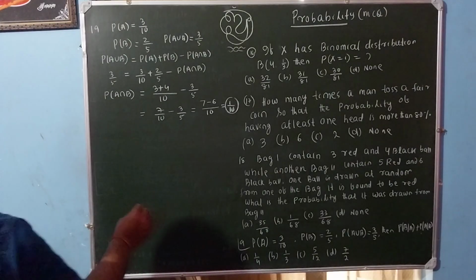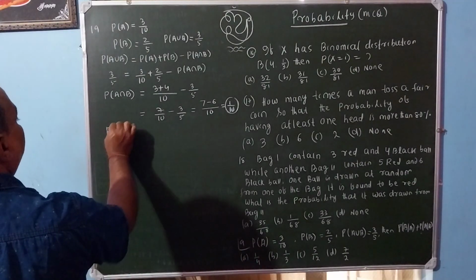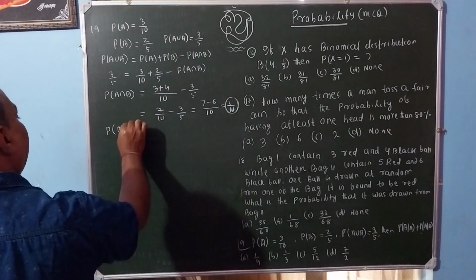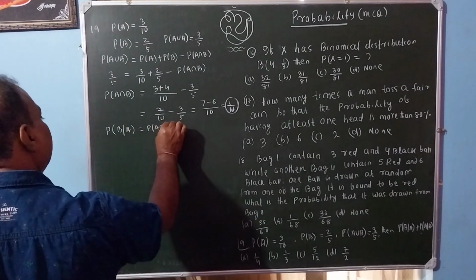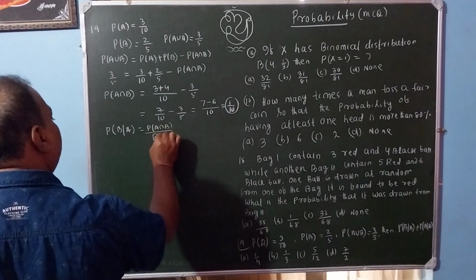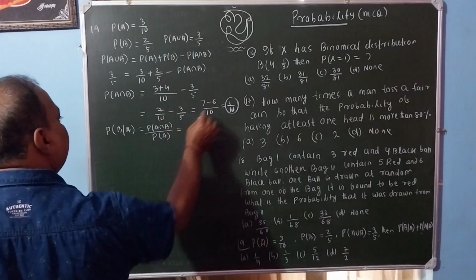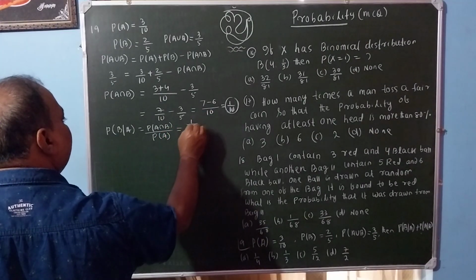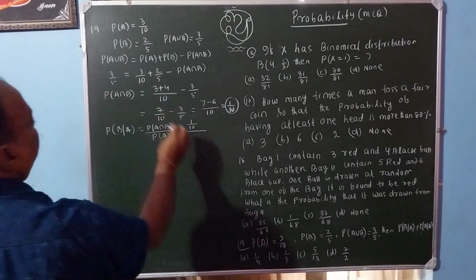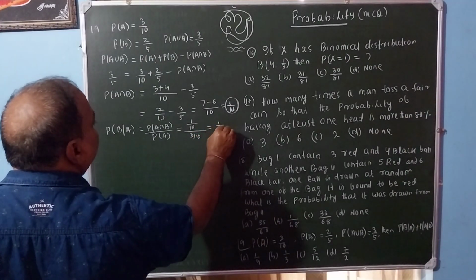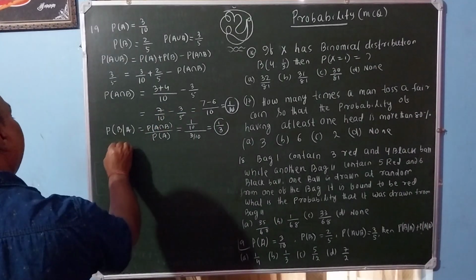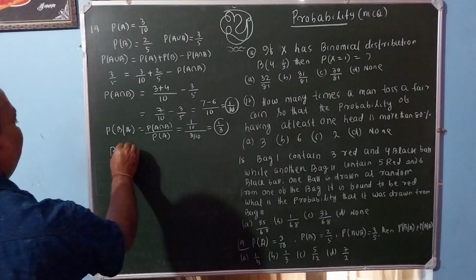Now our aim is to find probability of B given A first. That is probability of A intersection B divided by probability of A. Here it is 1 by 10 divided by 3 by 10. So the result is 1 by 3. Probability of A given B.